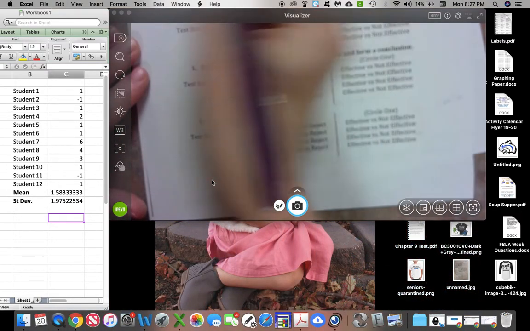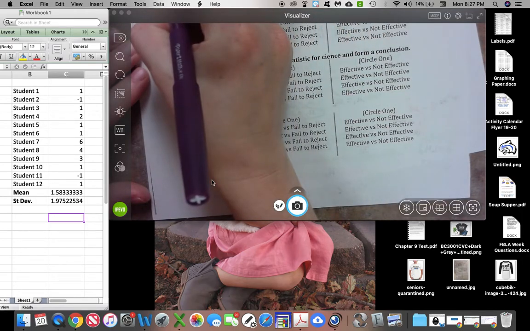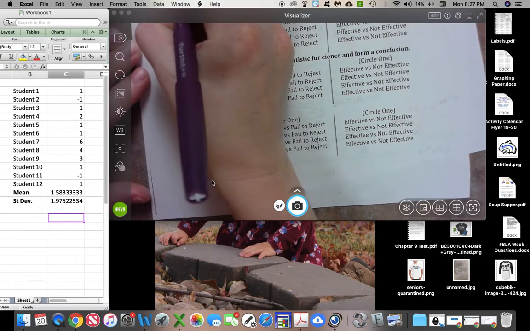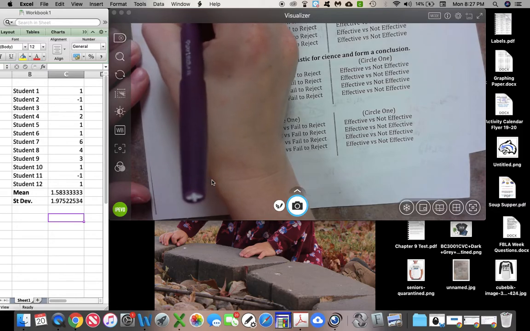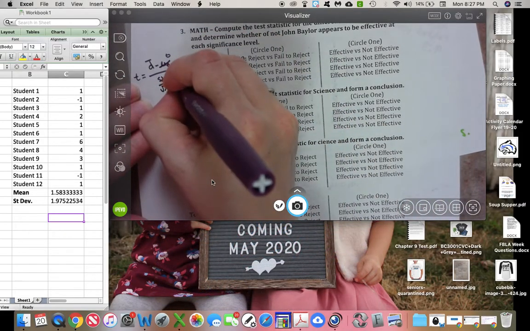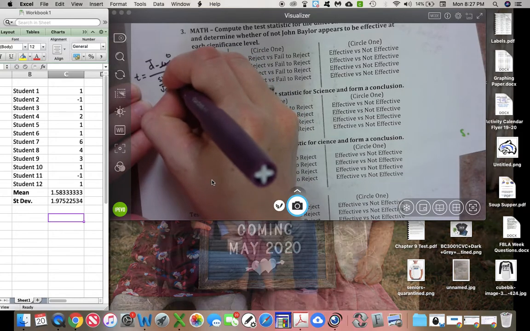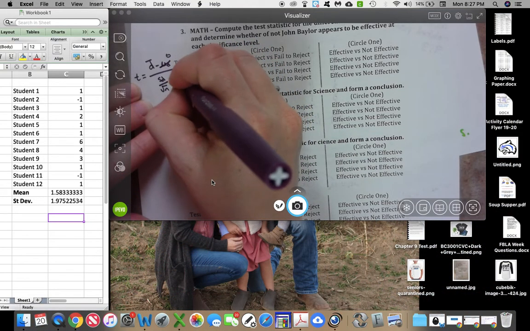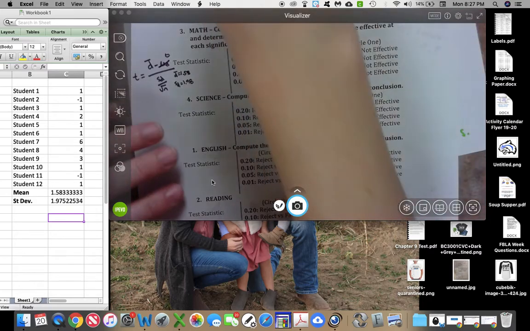So I'll just write it right here. D bar is 1.58. Let me go down. 1.58. Standard deviation is SD 1.98. Okay, and then I just need to figure out what T is.